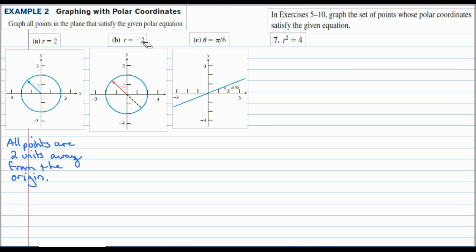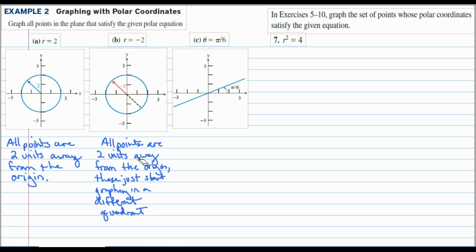Part B, what if r equals -2? Well, r equals -2 is going to be very similar. The radius is -2. It's just now we're going to start at a different spot. In part A, at the rotation 0, we were +2, so we started on the positive x-axis. In part B, if our rotation is 0, the r is -2, so we're basically going to start on the negative x-axis. So all points are 2 units away from the origin. These just start graphing in a different quadrant, or actually on a different axis.